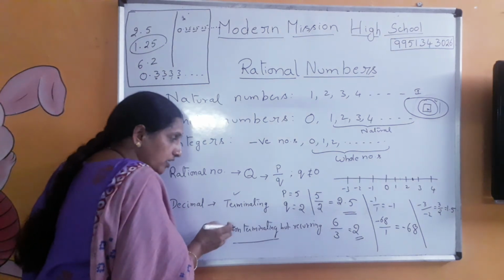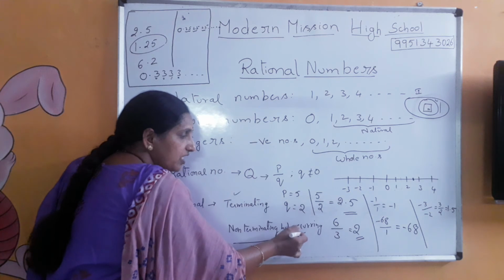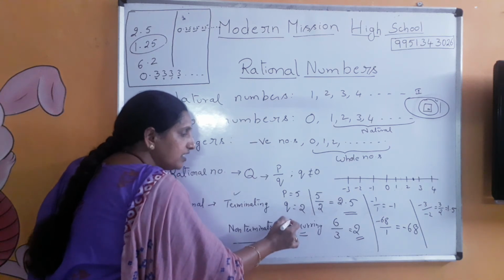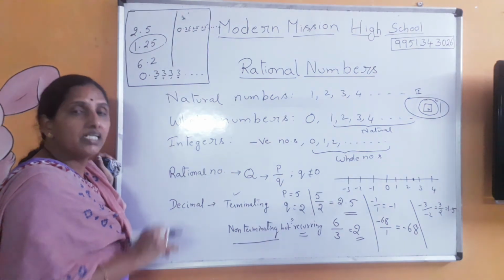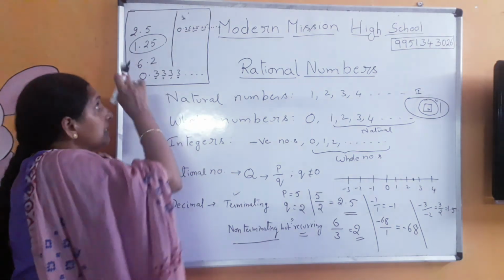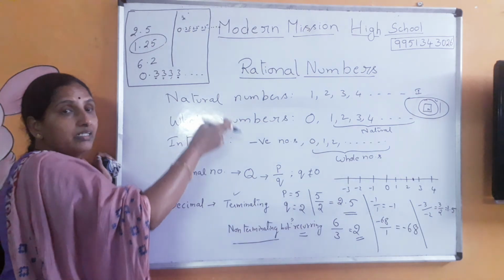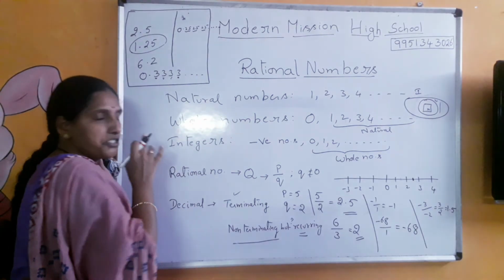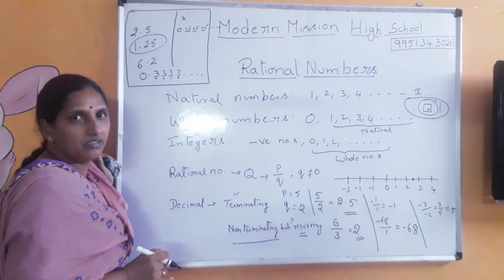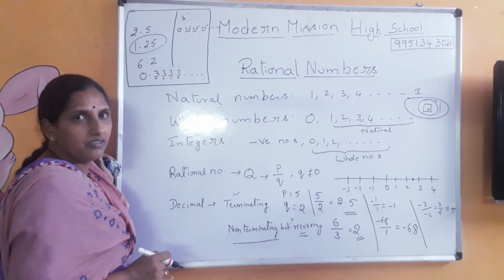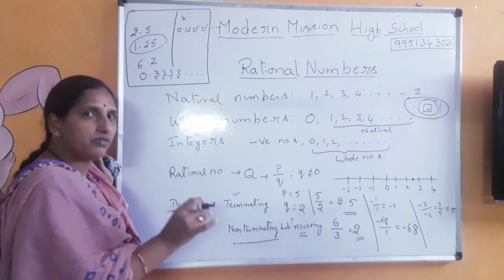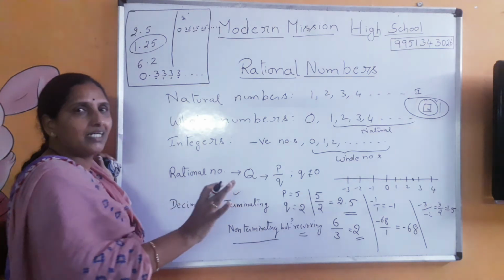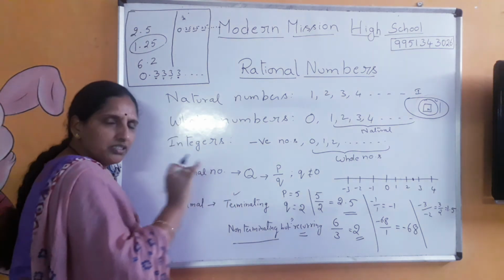So, when it is non-terminating, what do you have to check? You have to check whether it is recurring or not. If it is a recurring decimal, then that falls under rational number. Is there any confusion? No. Think properly. There is no chance to get confused at any point here.